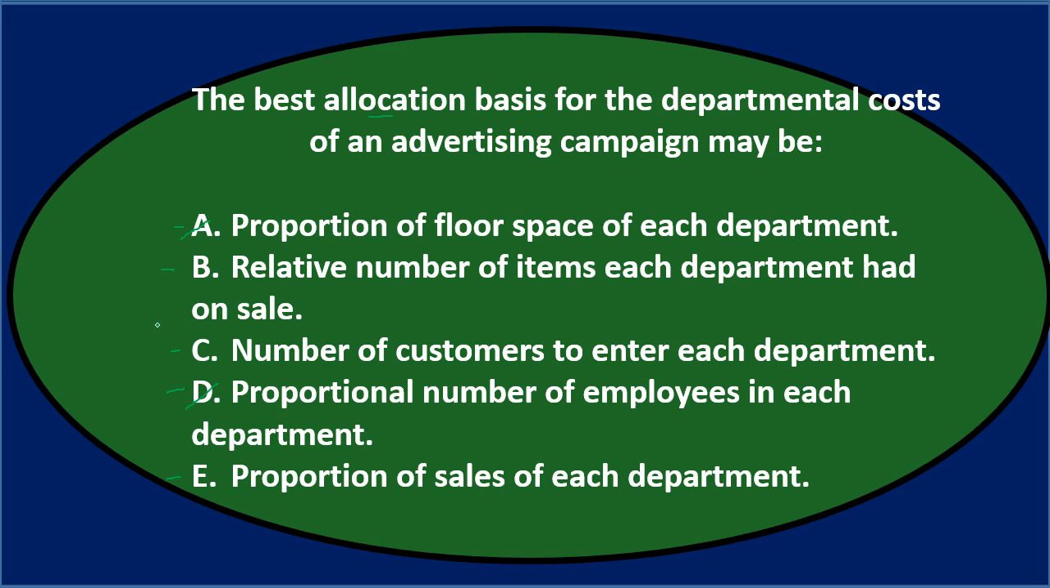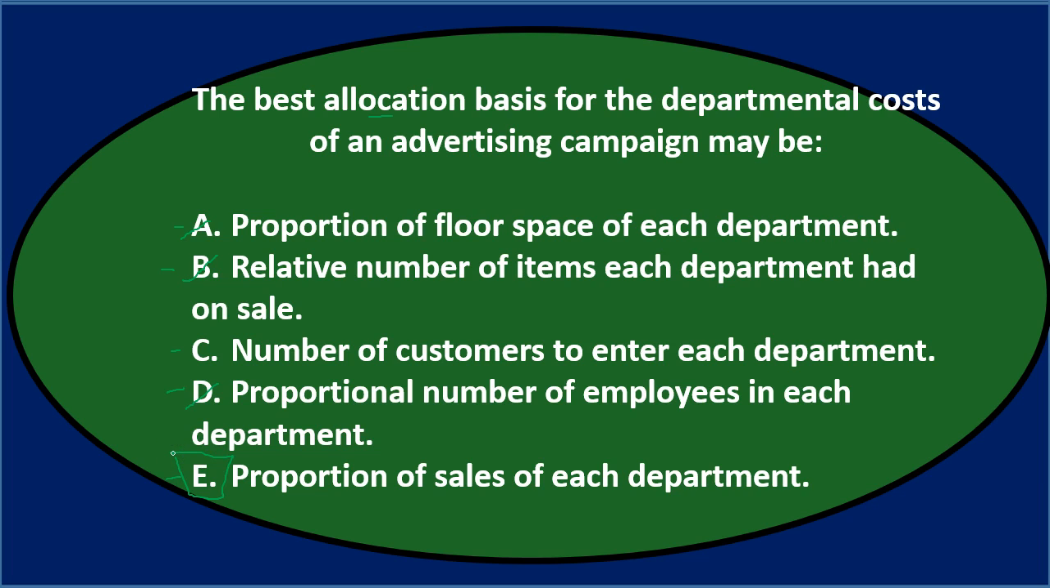Relative number of items each department had on sale. Now, that would kind of assume that we're using equal advertising per item that is on sale, and that probably might not be the case. The number of customers to enter the store or the proportion of sales. Now, of those two, the ultimate goal with advertising is sales, of course. So we'll probably want to tie the advertising not just to the customers that go into the store, although that might go up too, but to the ultimate goal, which would probably be sales. So sales is probably a good proportion that we would use.